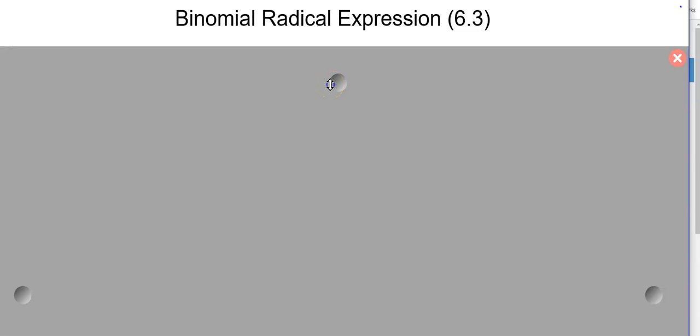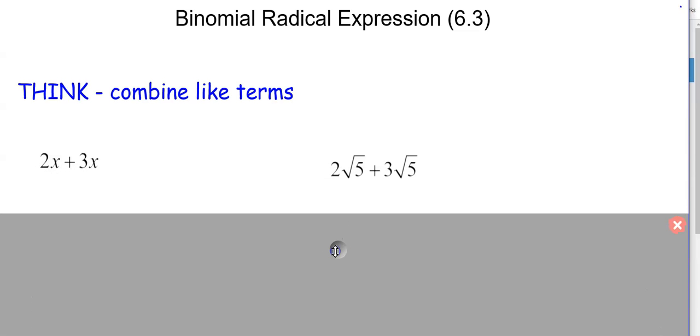Okay, so we're talking about binomial radical expressions. Just like you combine like terms, like if you saw this problem, it'd be 5x, 2x plus 3x. So to combine like radical terms, a couple things have to be the same. The radicand, the number inside, has to be the same. The index or root has to be the same. Those are both square roots of 5.